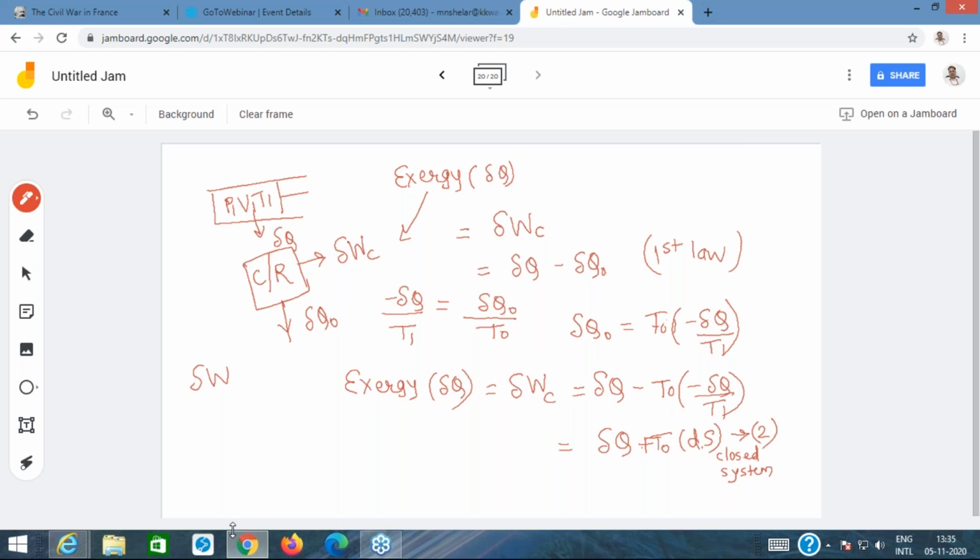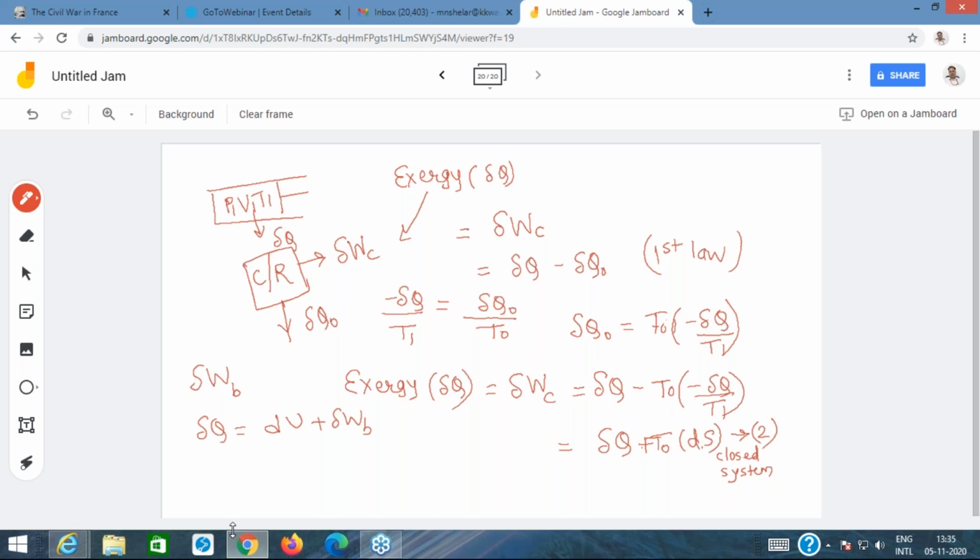The expansion work is the boundary work, right? By applying the first law of thermodynamics to this closed system, what is the first law? For a closed system, the first law of thermodynamics is del Q is equal to du plus del W boundary work. Are you getting this? Del Q is equal to du plus del W boundary work.